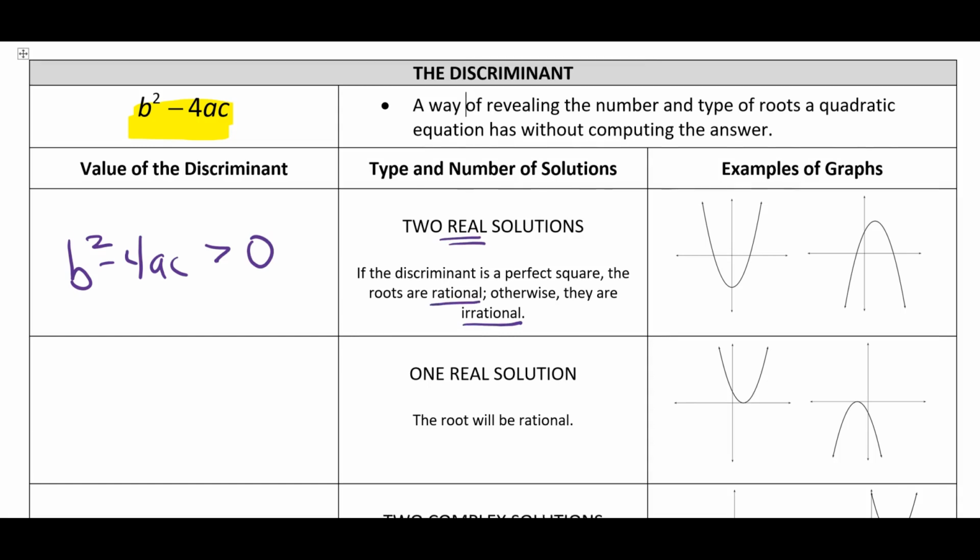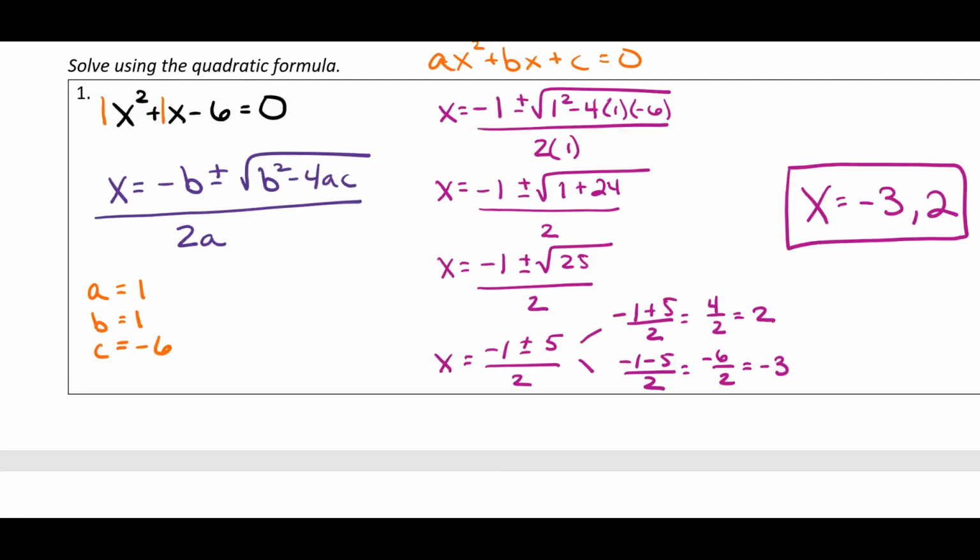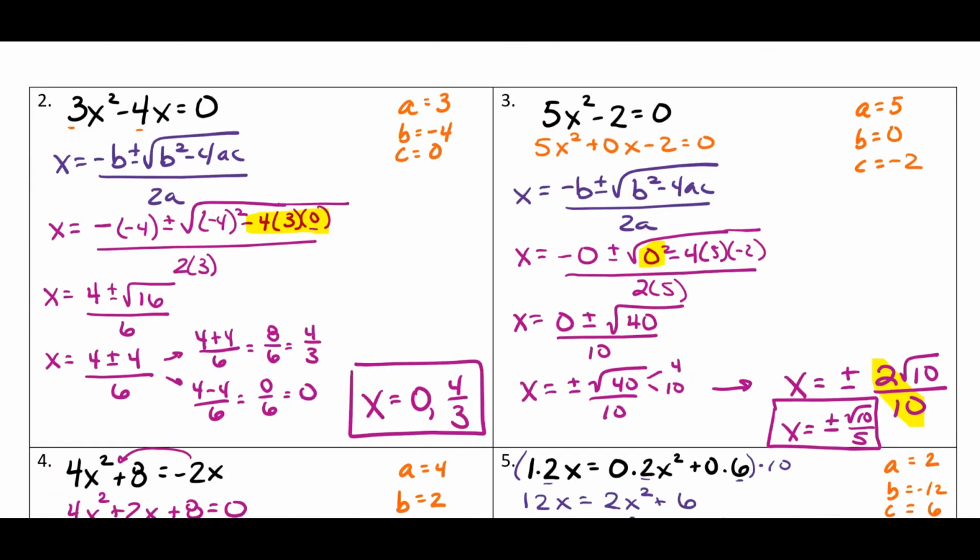So what I mean by that is if you look back up here at number 2, notice our discriminant was 16. That's a perfect square. And that means our answers were 0 and 4/3. Those are rational numbers. Okay, now number 3, our discriminant was 40. And notice 40 was not a perfect square, and that's why we still have a radical left in our answer. This answer, square root of 10 over 5, is irrational.